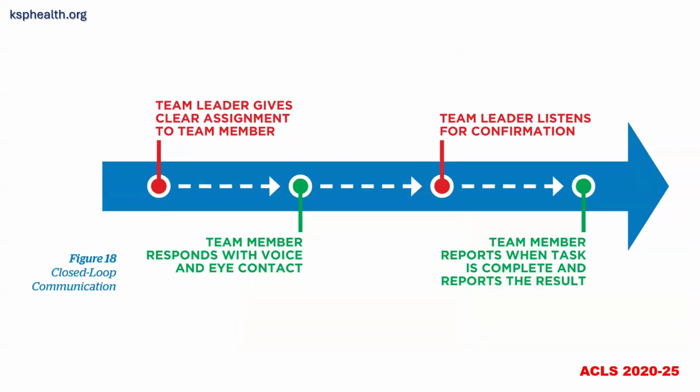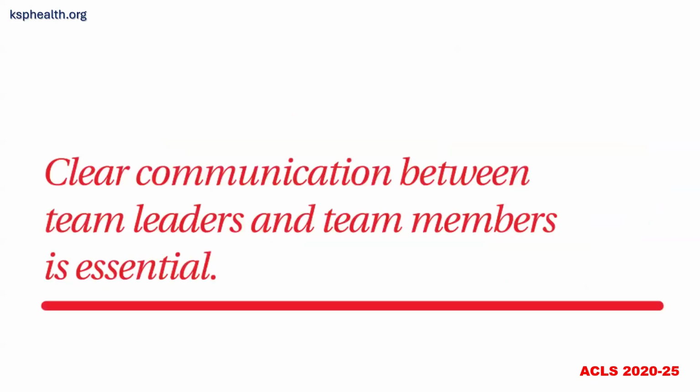The team leader gives a clear assignment to a team member. The team member responds with a voice and eye contact. The team leader listens for confirmation. The team member reports when the task is complete and reports the result. This is the important closed loop communication. Clear communication between team leaders and team members is essential in order to deliver high quality CPR.